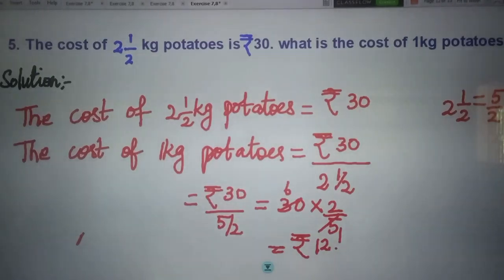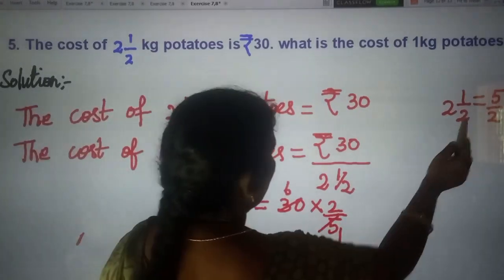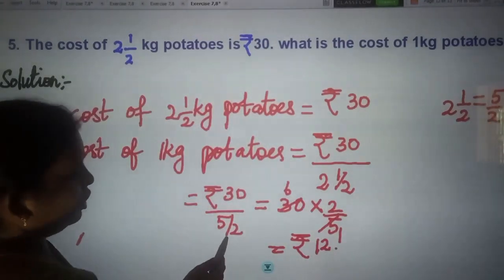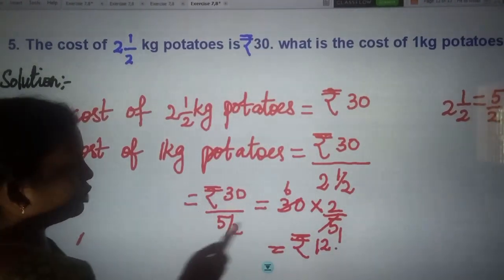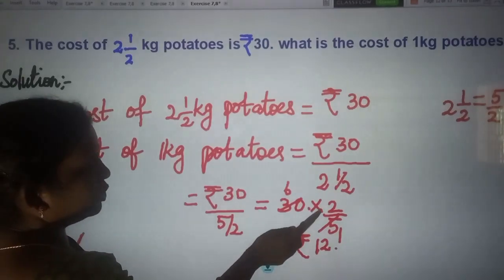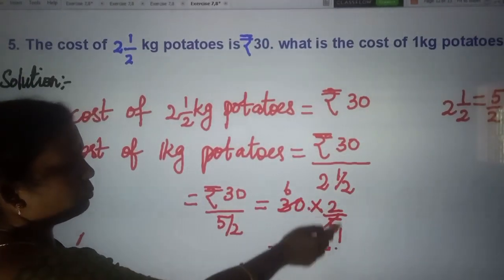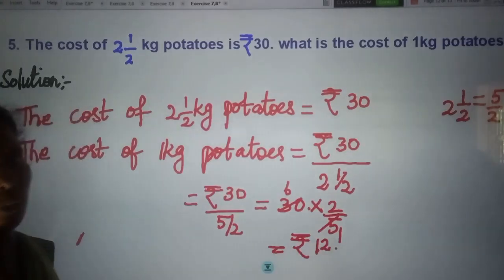Is it clear, ma? We have to convert the mixed number into improper fraction. Then only we are going to divide here. Then this division changes into multiplication. And the reciprocal also comes. 5 by 2 becomes 2 by 5 using reciprocal.